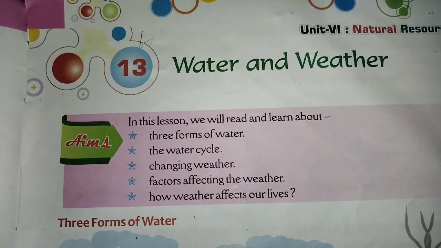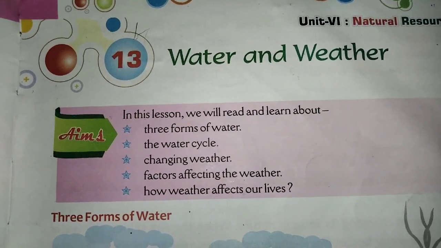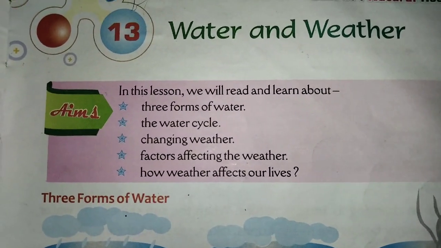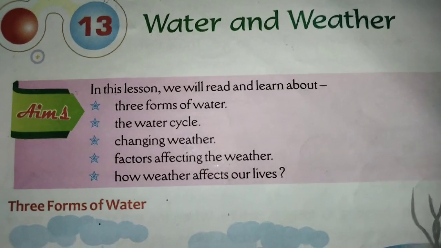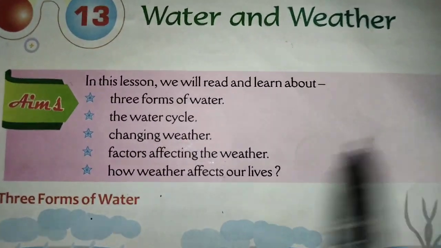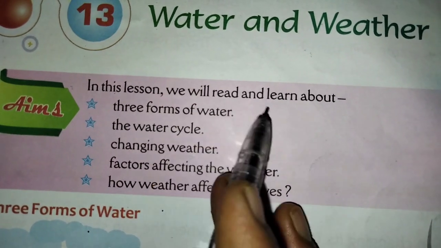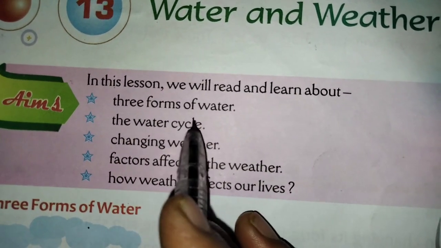Hello children, today we are going to learn class 3rd science lesson number 13, water and weather. Today we are going to see the reading. So children, let us open the book and keep our finger. In this lesson we will read and learn about three forms of water.